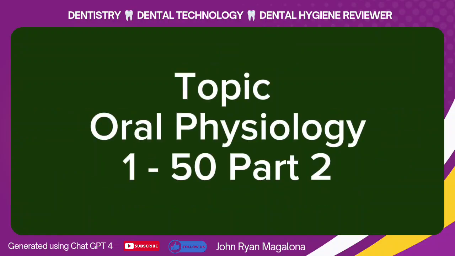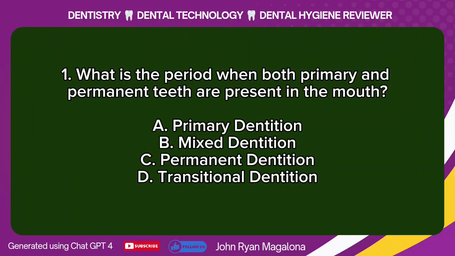Topic: Oral Physiology, 150 Part 2. 1. What is the period when both primary and permanent teeth are present in the mouth? A. Primary dentition. B. Mixed dentition. C. Permanent dentition. D. Transitional dentition. Answer: B. Mixed dentition.